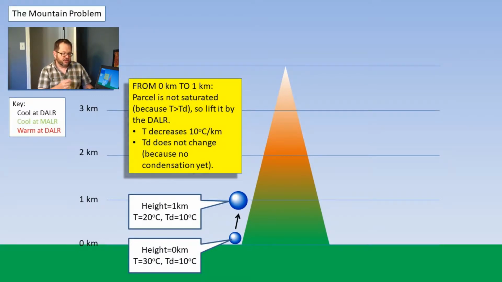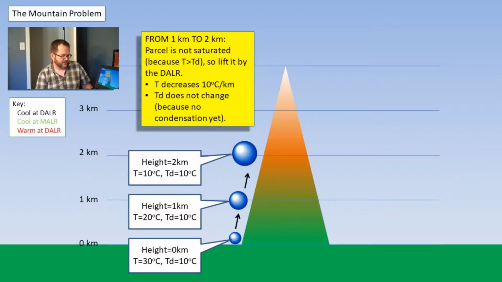So our air parcel rose 1 kilometer at the dry adiabatic lapse rate, and we have cooled it by 10 degrees Celsius. Notice now my temperature is 30 degrees minus 10 degrees equals 20 degrees. But notice the dew point didn't change. Why? Because remember, the dew point is a measure of how much water vapor is in the air. We didn't do anything to change any water. We didn't have any condensation. There's no latent heat release. We didn't change the amount of water vapor in the air, so the dew point didn't change. But we have now successfully lifted the air parcel 1 kilometer.